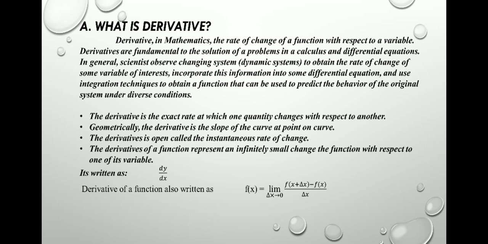The derivative of a function represents an infinitely small change in the function with respect to one of its variables. It's written as dy over dx. The derivative of a function, also written as f prime of x, is equal to the limit of f of the quantity x plus h minus f of x over h as h approaches 0.